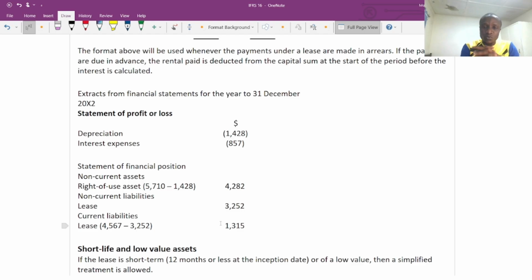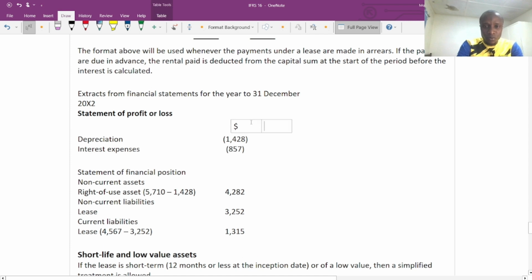subsequent measurement. So if you're going to do this extract of statement of financial position for year two, then automatically we need to deduct the depreciation from this remaining value. We need to deduct the depreciation. Then also we need to put the interest for year two. Now let me do for year two.